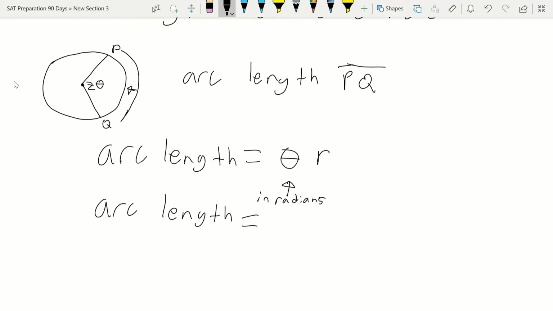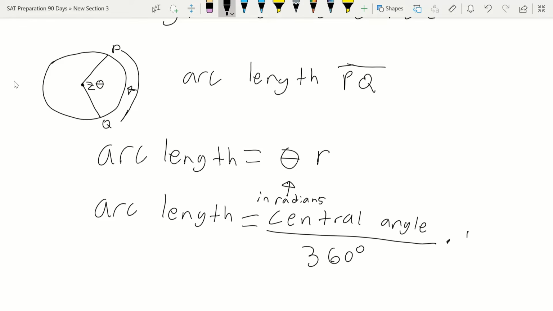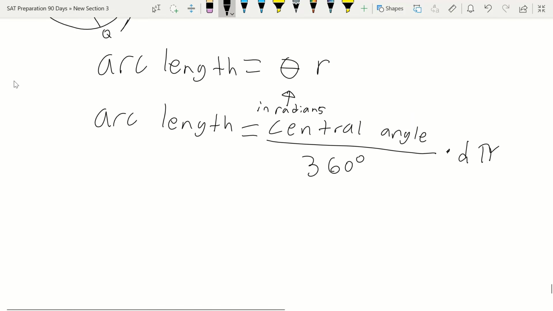The other equation that you can use for arc length, if you're given your angle in degrees, is going to be your central angle. I'll put central in there so you know which angle we're talking about. Your central angle, all divided by 360 degrees, and then multiplied by your diameter times pi. Now what if you're given your radius? If you're given your radius and you want to use this equation rather than this one, then what you're going to do is convert that to your diameter by multiplying by 2. So those are going to be your two equations.